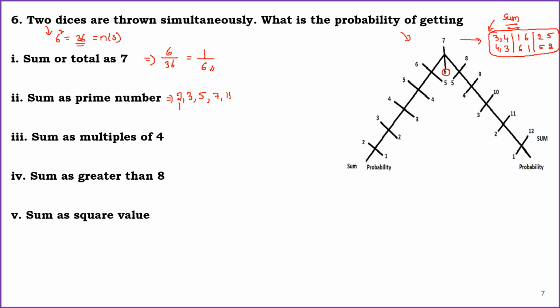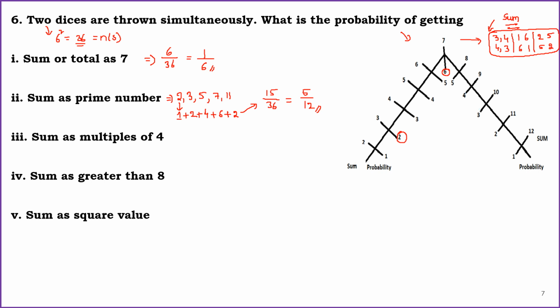Now, sum possible as 2, only once. Sum possible as 3, it will happen in 2 cases. Sum possible as 5, 4 chances will be there. Sum possible as 7, 6 chances will be there. Sum possible as 11, 2 chances will be there. So total, if you add all these, you'll get 15. So 15 by sample space, which is 36. 15 by 36. Answer is 5 by 12. I hope it is clear.